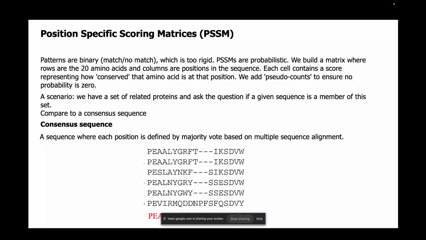In a scenario where you have a set of related proteins and you ask whether a given sequence is a member of this set or not, you compare it to a consensus sequence. So you have a particular protein and a family of hundreds of proteins, and you want to say whether the protein you are interested in is part of that family or not. So what would you do? Generally, the idea would be to have all the 100 proteins and then your protein, the 101st protein, and do multiple sequence alignment, right?